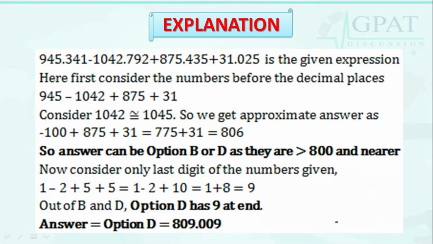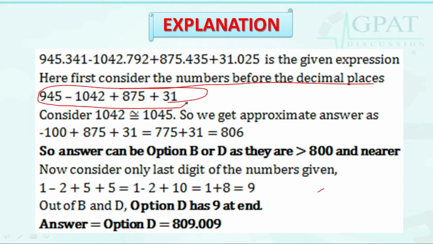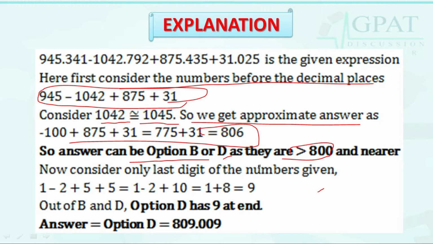With the help of explanation, it's a chart that has an expression. It is a given expression. So here, first consider the numbers before the decimal places. We just put all the values before the decimals, and consider that 1042 is equivalent to 1045. So we get an approximate answer as 806. So the answer can be option B or D, as they are greater than 800 and nearer.